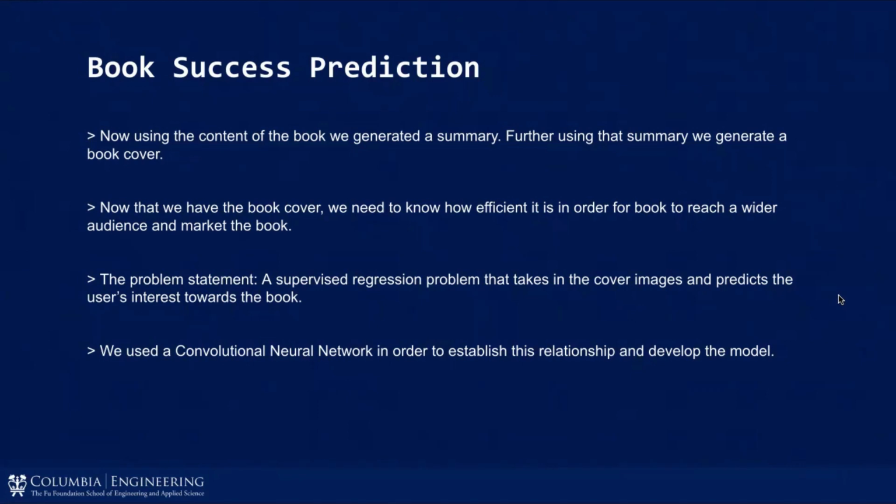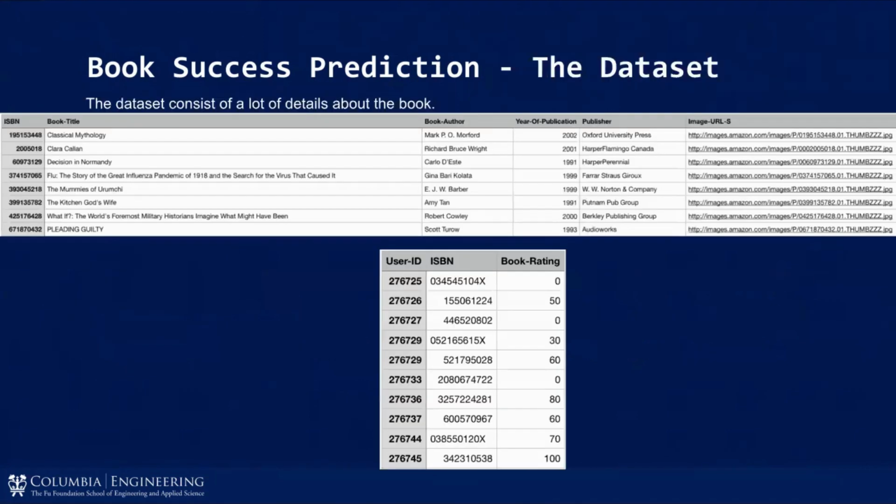So in order to establish this relationship, we are going to use a convolutional neural network that takes the cover image as an input, and the output is going to be the user's rating. Now, we can look into the data set. The data set consists of the ISBN of the book, the book title, then the author of the book, the year of publication, the publisher, and the image URL that denotes the cover image of the book.